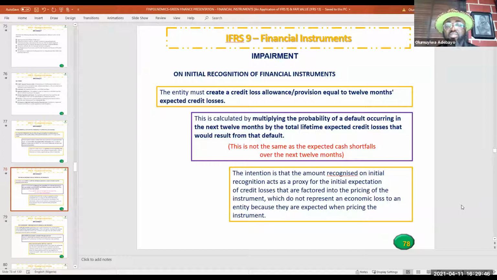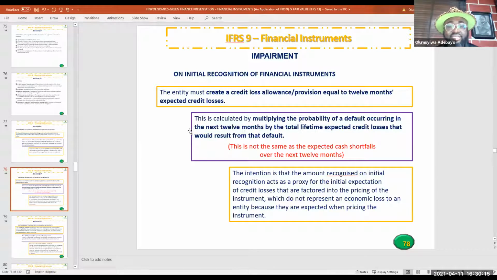Okay. Now, as I said earlier, which I showed you yesterday, our expected loss is calculated by multiplying the probability of default occurring in the next 12 months by the total lifetime expected credit loss that will result from that default. This is not the same thing as expected cash flows over the next 12 months. Okay, remember we demonstrated that yesterday.